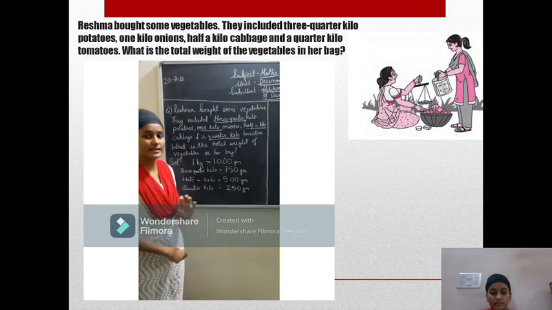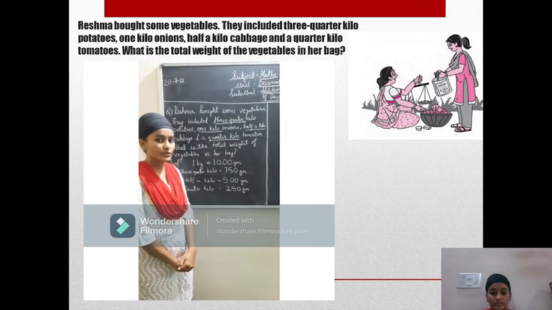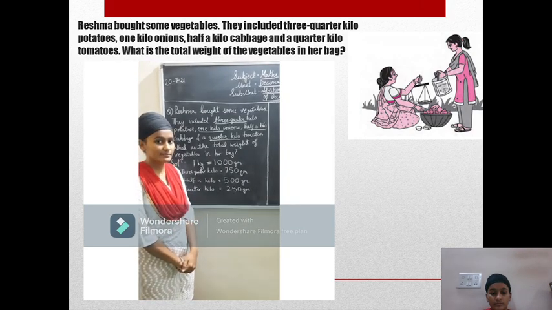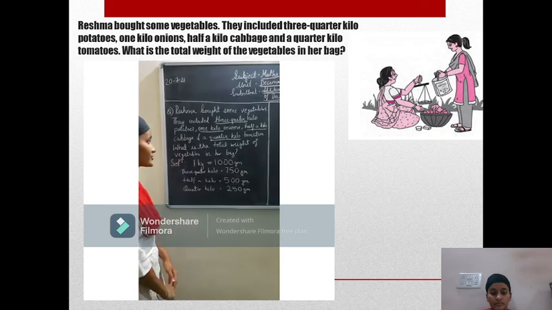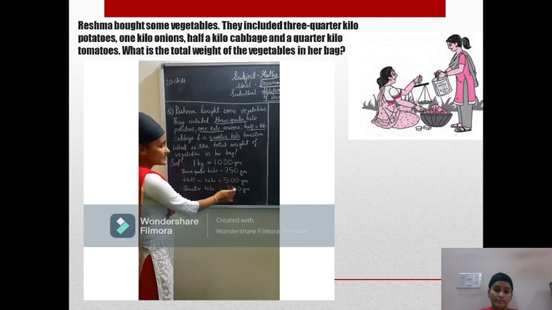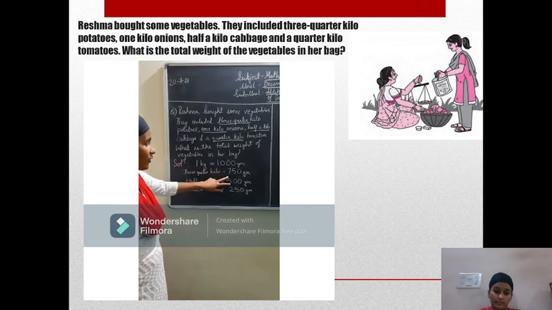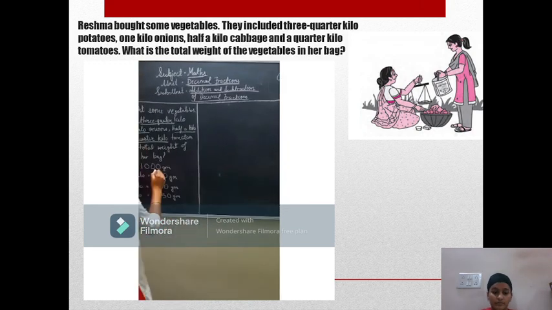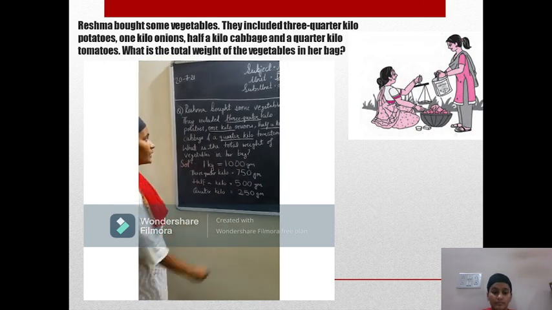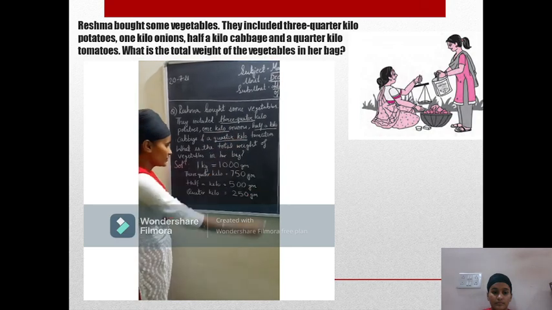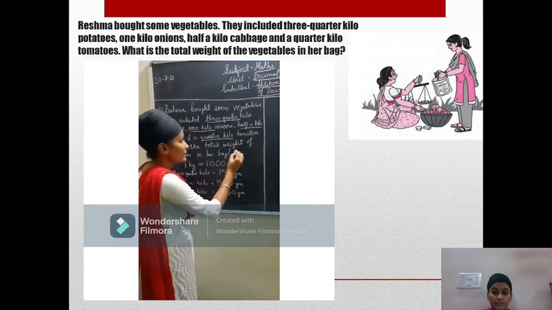Now, what is the total weight? You have to find the total weight. So, which operation will you use? Addition or subtraction? Addition, right? Very good. So, we will add all these numbers. So, 1000 was how much? 1 kilo onions was 1000 grams.